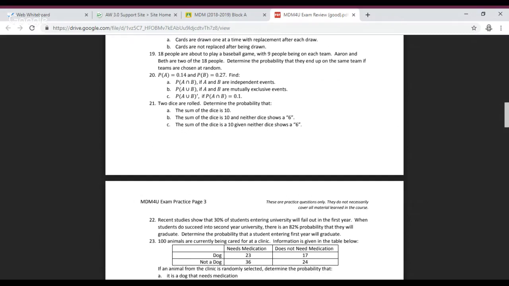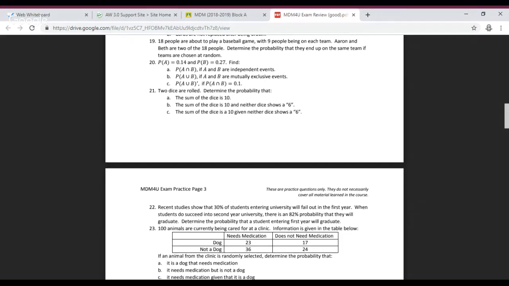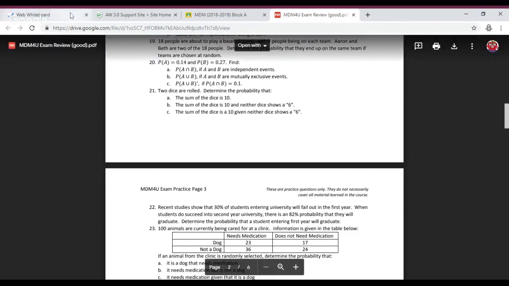Okay, 21. 2 dice are rolled. So 21C, 2 dice are rolled. So determine the probability that when 2 dice are rolled, the sum is 10, given that neither dice shows a 6.